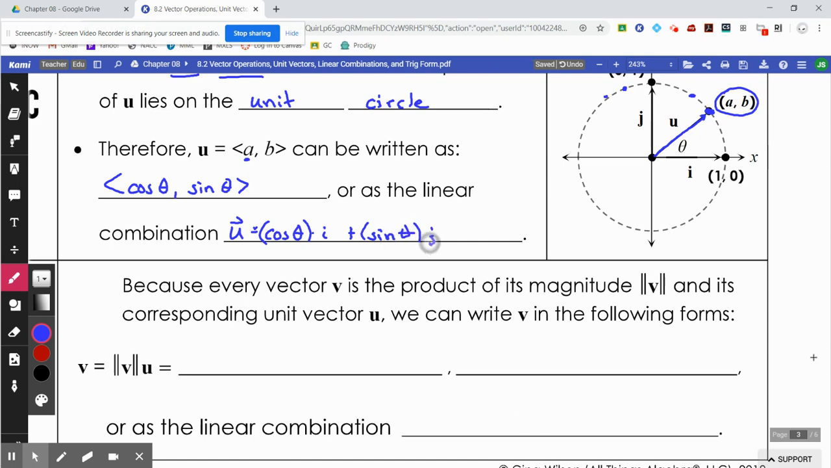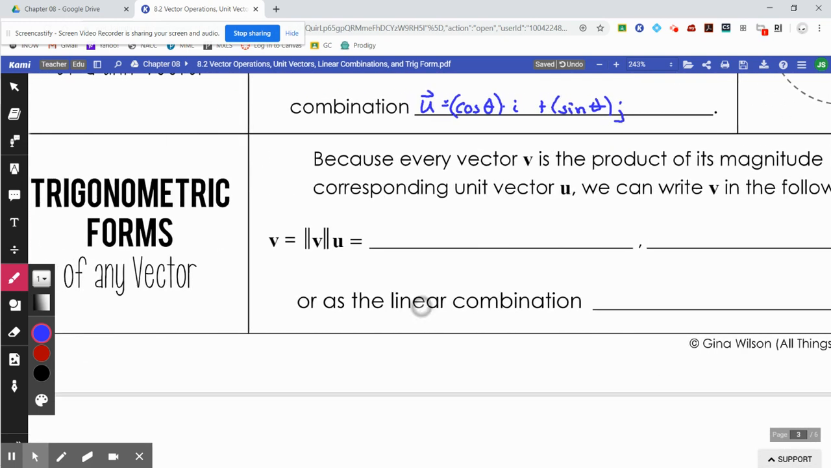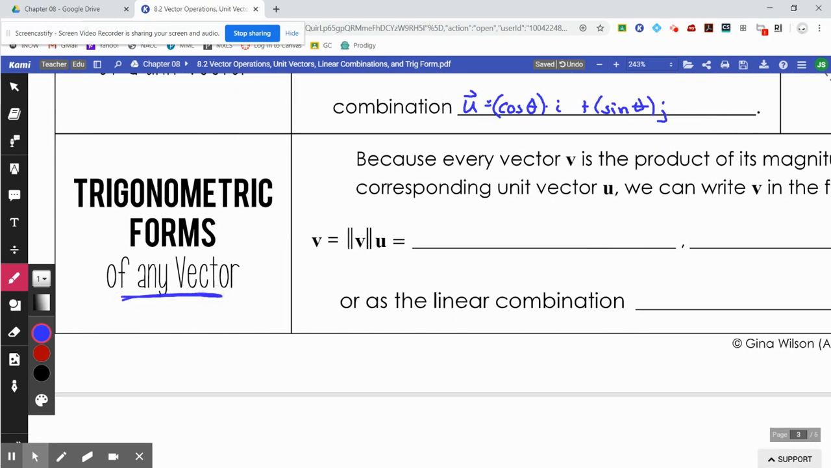Sine of theta times j. So there is your unit vector written as a linear combination. So again, if it's a unit vector, then the x corresponds with a cosine, the y corresponds with a sine. Okay, now let's write the trig form of any vector.